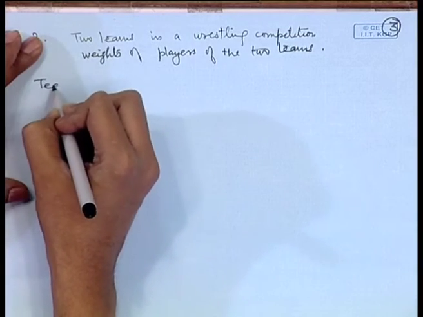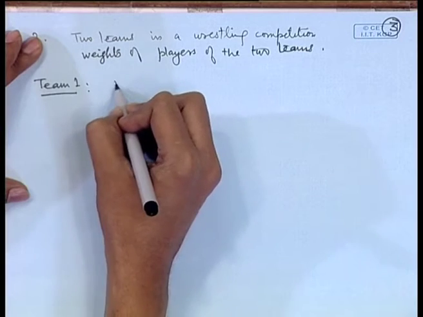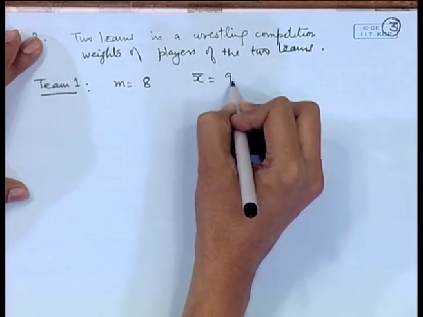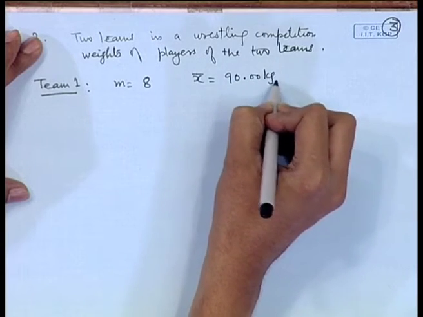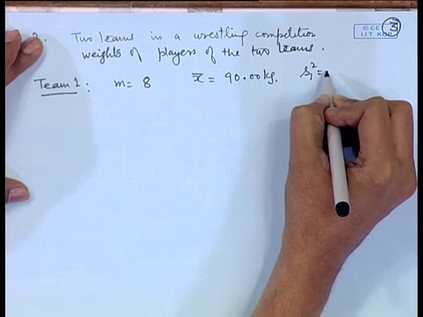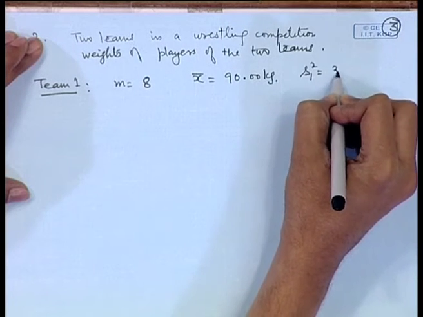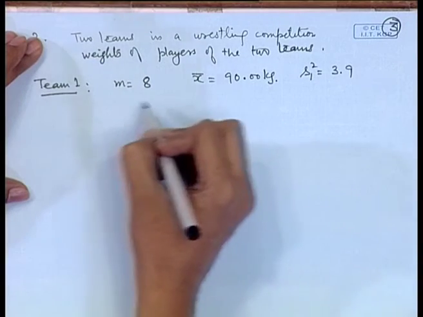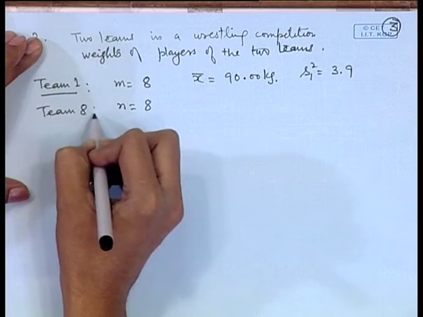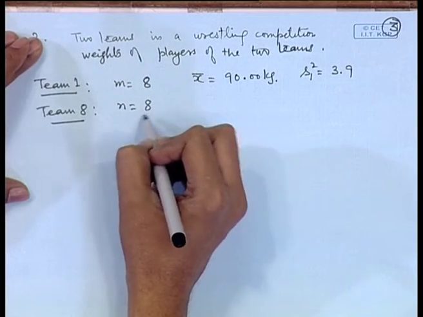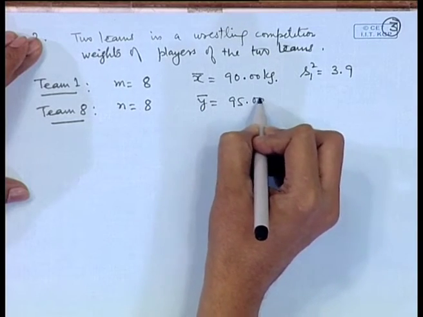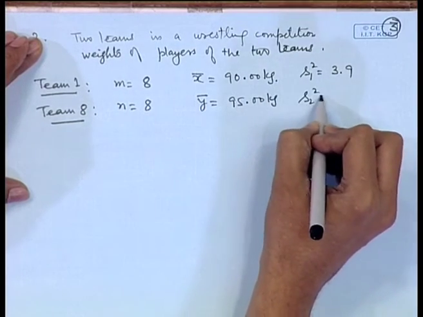So, from team 1, 8 wrestlers are randomly selected and their average weights are 90 kg, and the standard deviations are calculated from the sample, and the S1 square turns out to be 3.9. From the second team, another set of 8 wrestlers was selected randomly. Their average weights turned out to be 95 and S2 square is turning out to be 4.